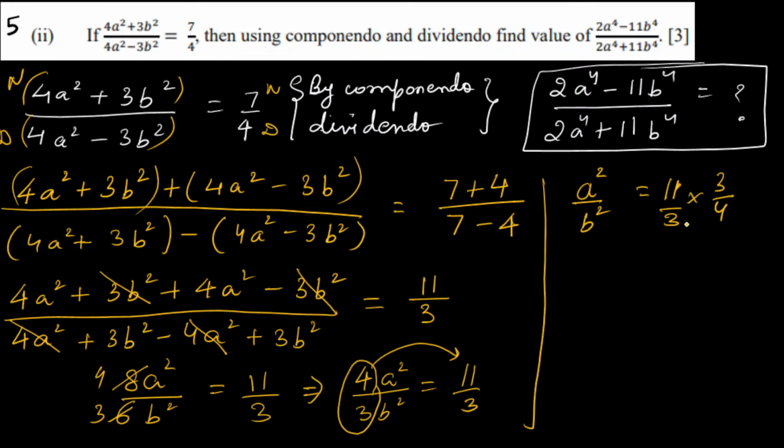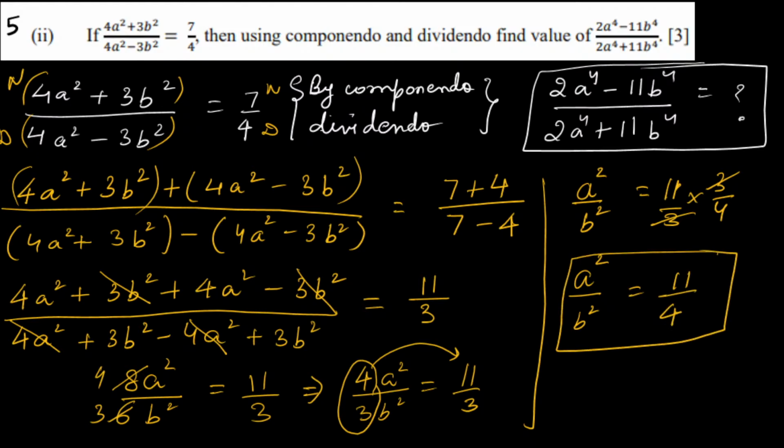Yes, we can do cancellation also. So 3 and 3 will get cancelled. So a square by b square will be equal to 11 by 4. Yes, 11 by 4, Tarun, we can do cancellation.